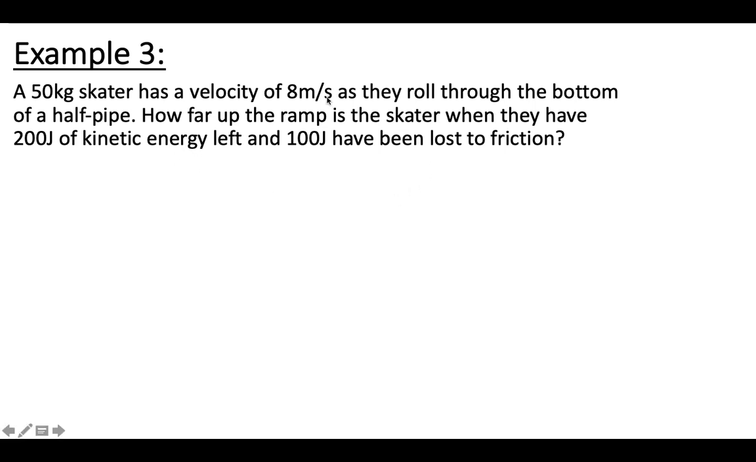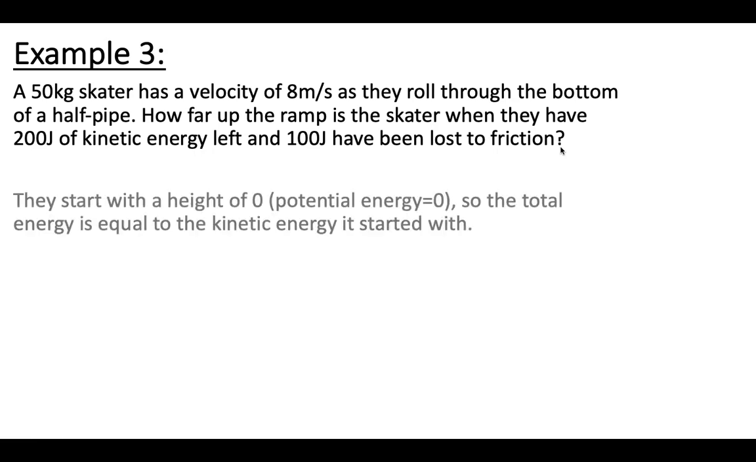So this is kind of putting the first two examples and using them both in one problem. And we have friction this time. We lost 100 joules to friction. Don't freak out about that too much. It's actually pretty easy to deal with that. Okay, so the first thing, they start with a height of 0 because it tells us how fast he's going as he rolls through the bottom of the half pipe, right? So if he's at the bottom of the half pipe, there's no height. And so if his height is 0, then he has zero potential energy. So we can figure out the total energy by just looking at his kinetic energy.